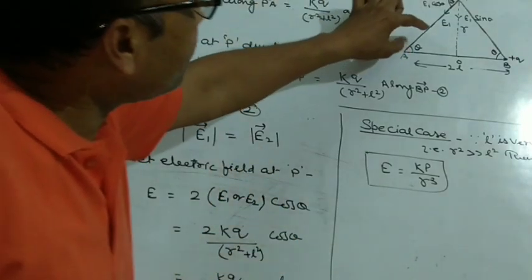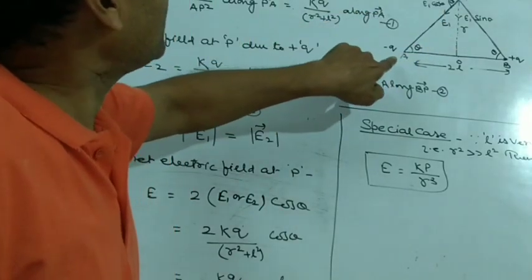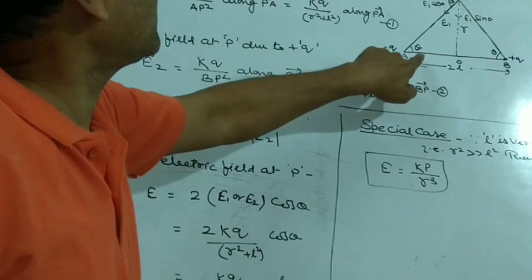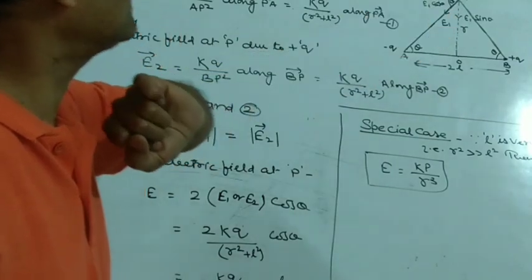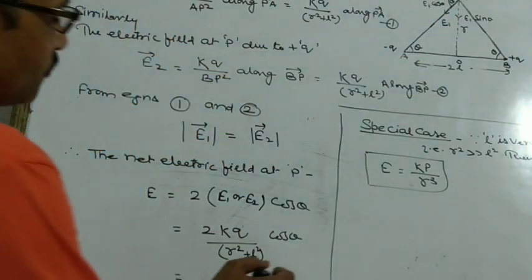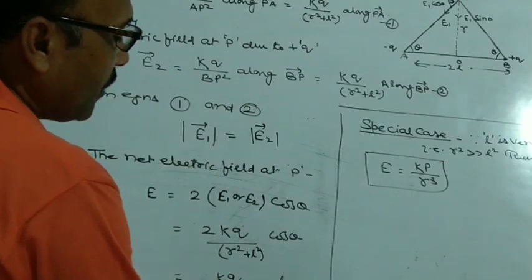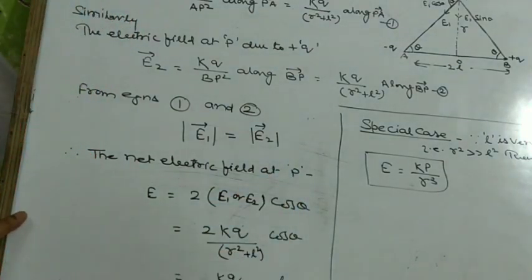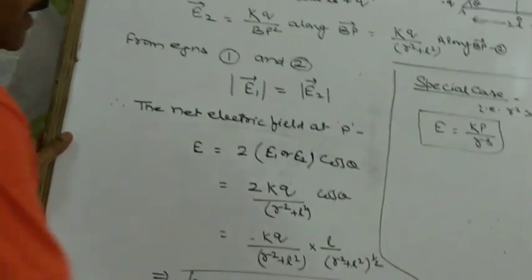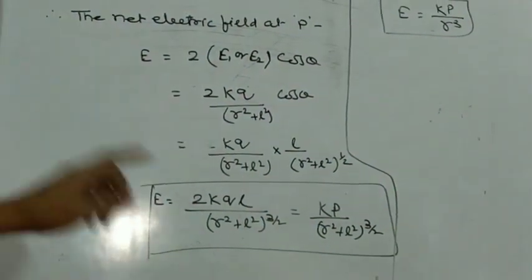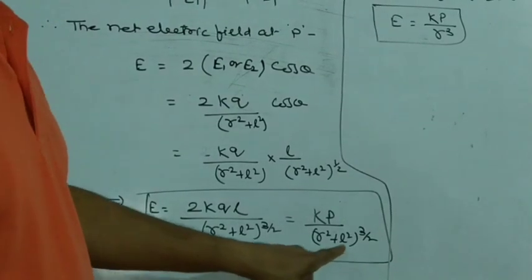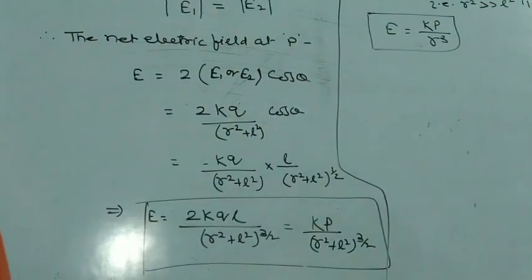And we have to put the value of cos theta from this triangle. Which triangle? AOP. In this triangle you will see base upon hypotenuse equals cos theta. Base is L, hypotenuse is AP. So this will be equal to L upon under root r square plus l square. And we can write 2kql upon whole r square plus l square whole raised to power 3 upon 2. And we can write q into 2l, q into 2l equals P. So this is kp upon r square plus l square whole raised to power 3 upon 2.